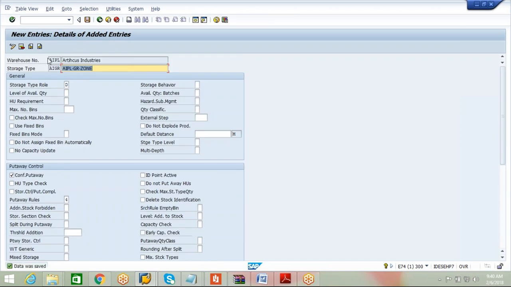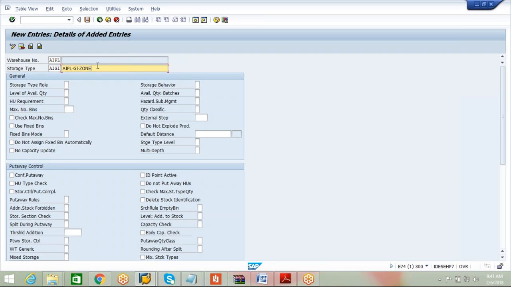Next, I require one GA staging area also. Say, for example, after removing my products from fast moving items or slow or bulk, I want to keep them near the door before goods issue. Those racks are outside and the doors are on the other side. I bring my products to that door area and from there I issue the goods. For that, we require one GA staging area also. GA zone.